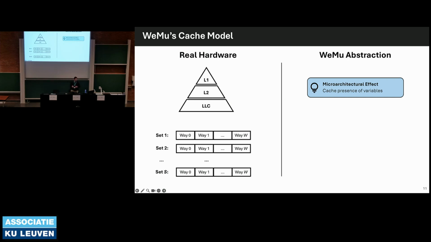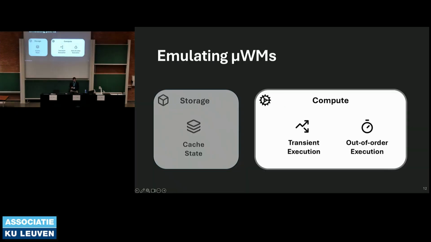So instead, we can try to find an abstract model by looking at the specific microarchitectural effect that is used by weird registers. And this effect is only the cache presence of variables. So it doesn't matter in which level or set this variable is. And because of that, we are able to just emulate the cache using a single level infinite cache. And this significantly reduces the implementation complexity as well as the emulation overhead, while still being able to correctly emulate weird registers. Now let's move on to the compute layer.